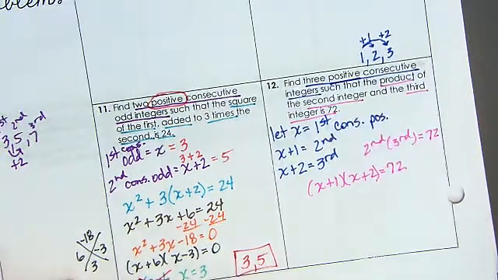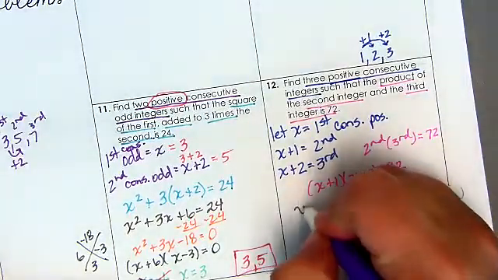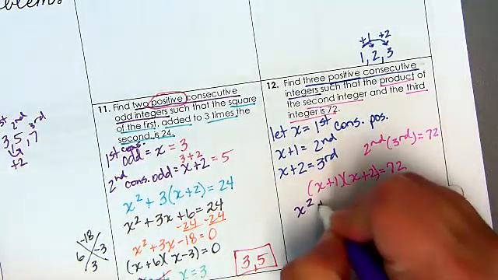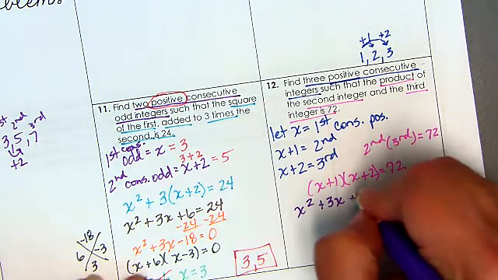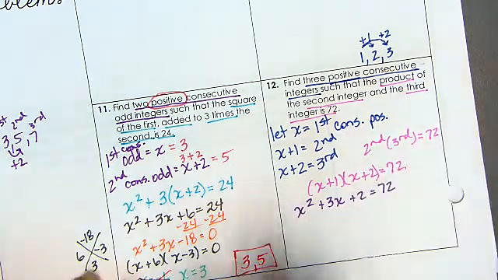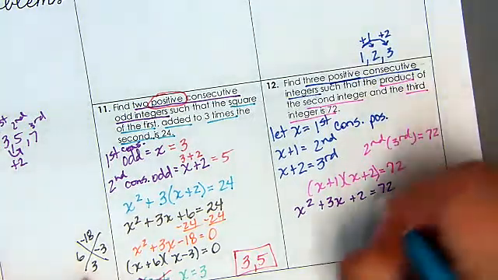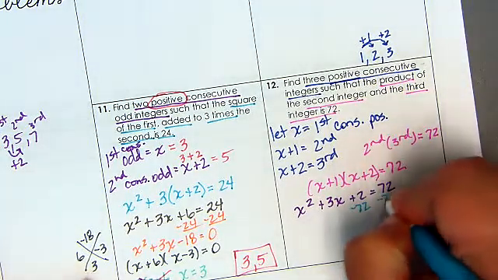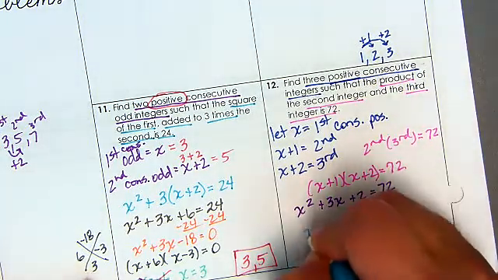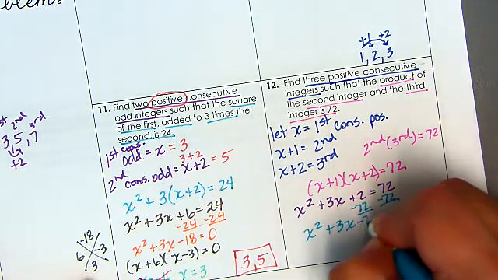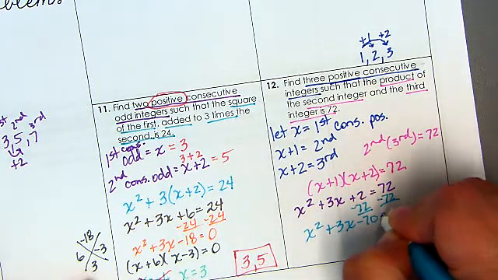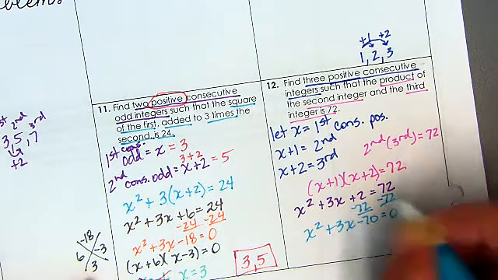Oh, we simplify and go. So I'm going to have x squared plus 3x plus 2 equals 72. Subtract 72 from both sides, and I get x squared plus 3x minus 70 equals 0.